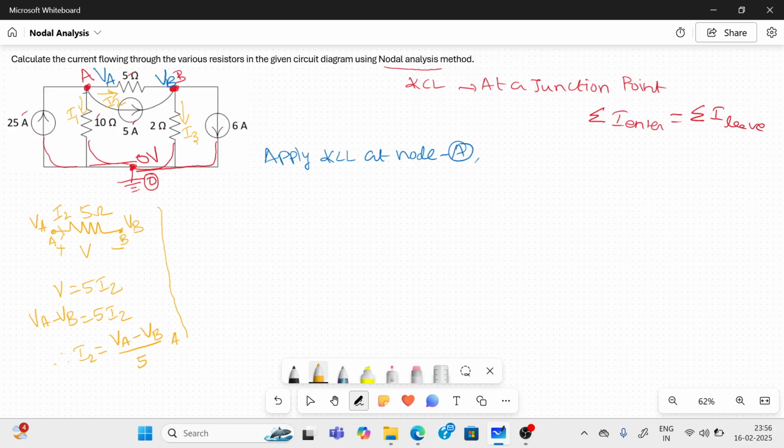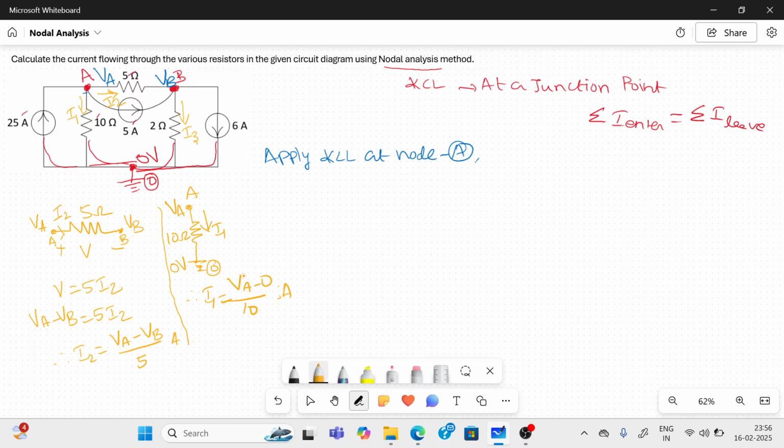Similarly, what about the 10 ohm resistance? Your 10 ohm resistance is connected like this, from node A to ground. So this voltage is 0 volt, this voltage is VA. The resistor is 10 ohm. The current flowing through this 10 ohm is I1. Then what is I1? Potential difference VA minus 0, divided by 10, amps.